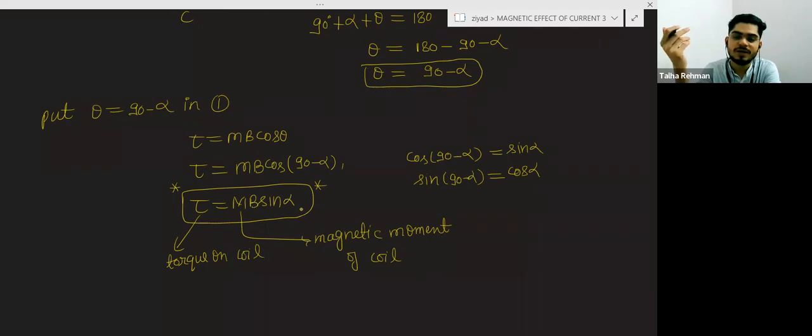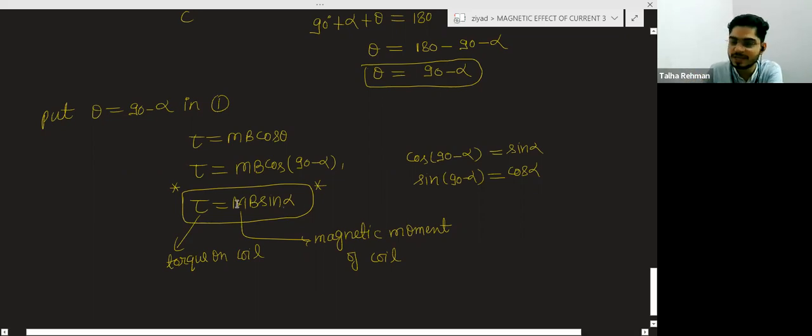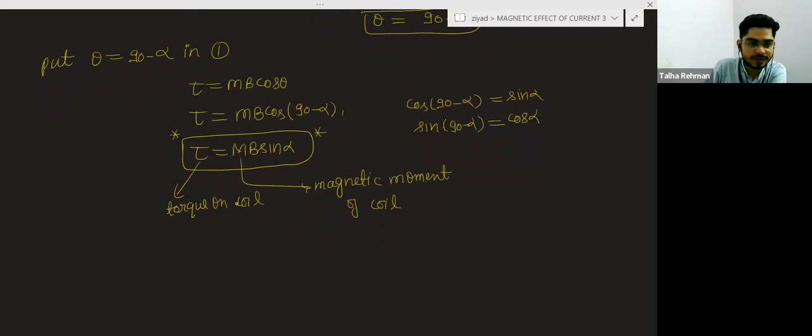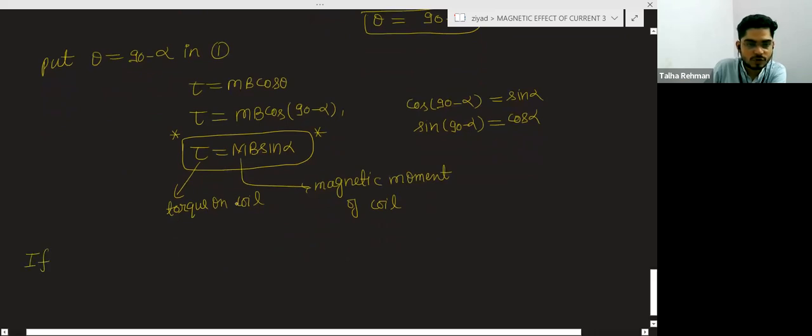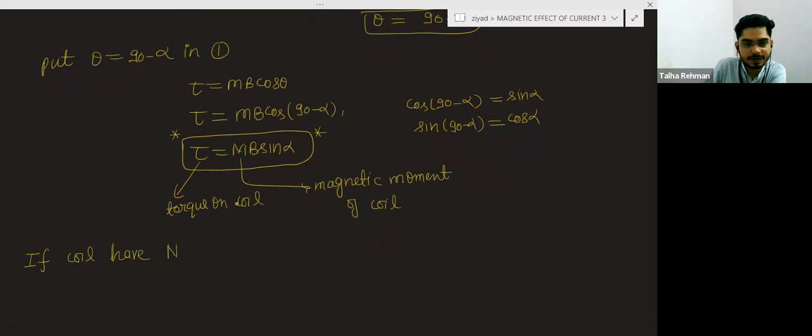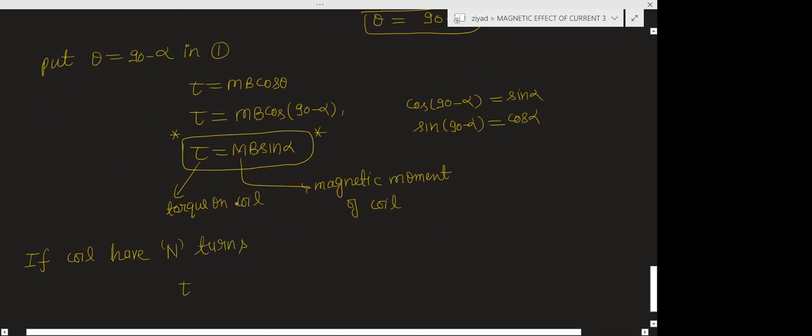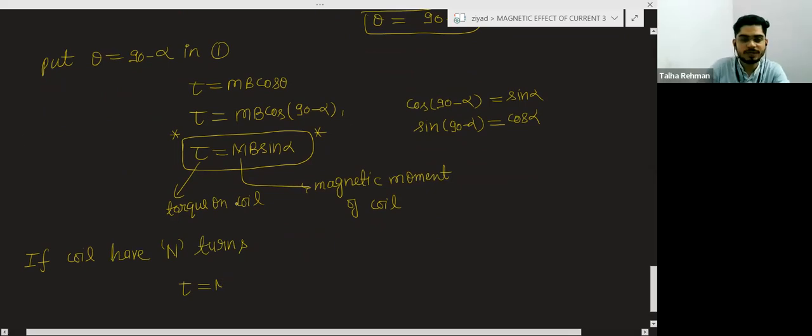This is the torque on a coil, and this torque is for the coil having one turn only. If the coil has n number of turns, then we will multiply this with n. So you can write here, if the coil has capital N turns, in that case your torque will be N mv sine alpha. You will multiply the whole torque with capital N. Simple.